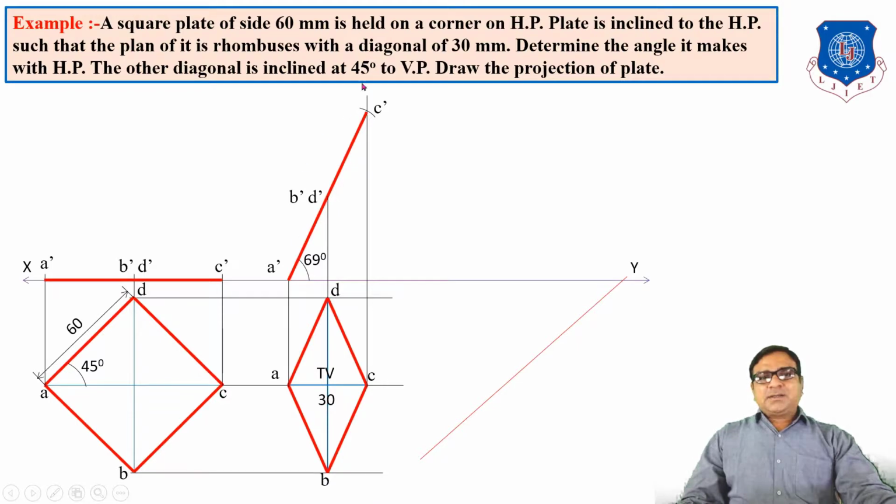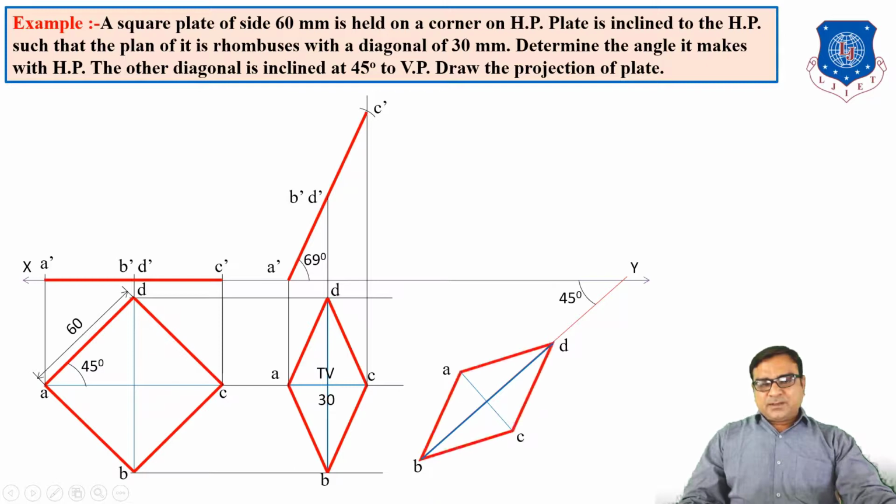Now the other diagonal is inclined at 45 degrees. So in our step number 5, draw one line which is inclined at 45 degrees. Now you have to copy and paste this figure from step number 4 in such a way that the other diagonal, meaning BD, must be on this line which is at 45 degrees to VP. So first you put the BD line, then find the midpoint and draw one perpendicular line. Join ABCD. Draw the top view.